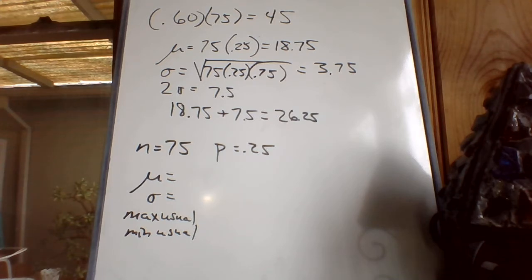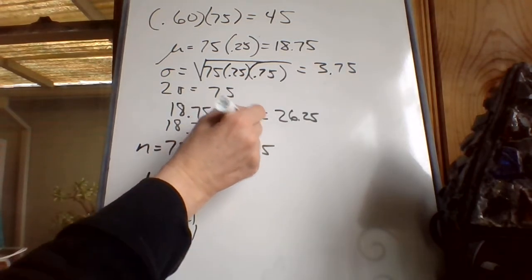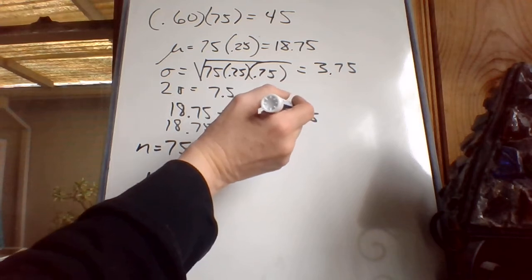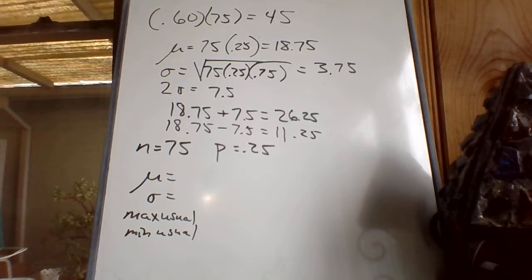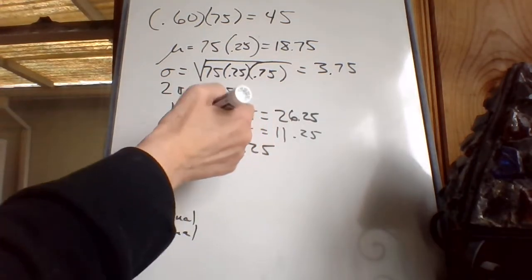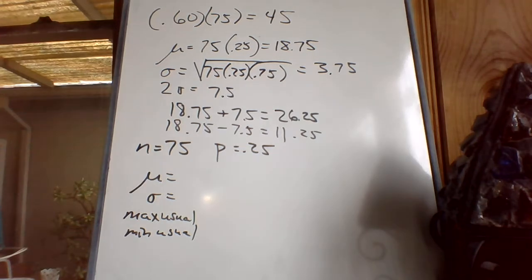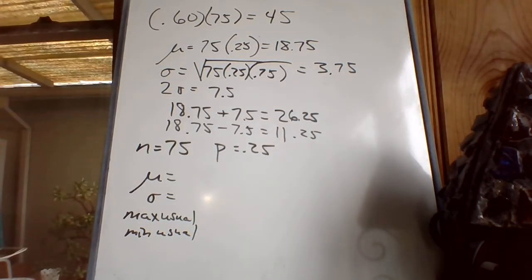Okay, and then we should just do the minimum usual as long as we're here. 18.75 minus 7.5 is 11.25. In other words, there could be somebody sitting there with an 11 on their paper. Okay, this is why guessing on a multiple choice test does not work. It would be unusual to pass, because even going all the way 2 standard deviations up, I get a 26. I can't get anywhere near a 45. It would be very, very unusual to get a 20-something. 27 would be unusual. 45, I'm never getting a 45 this way.